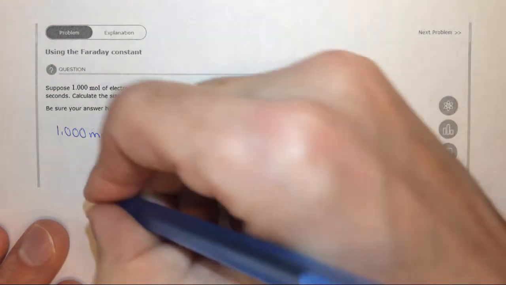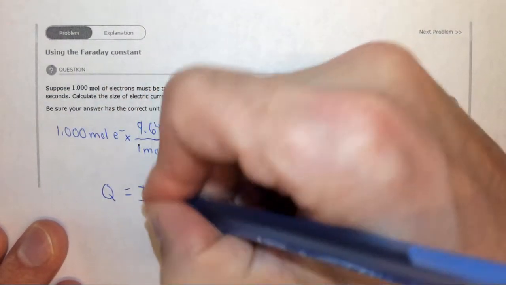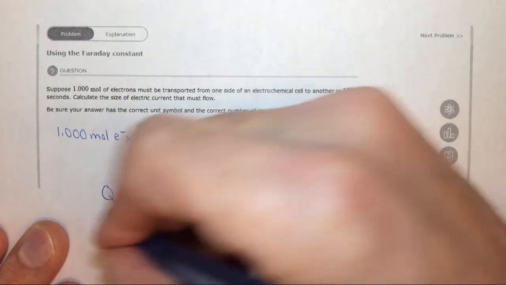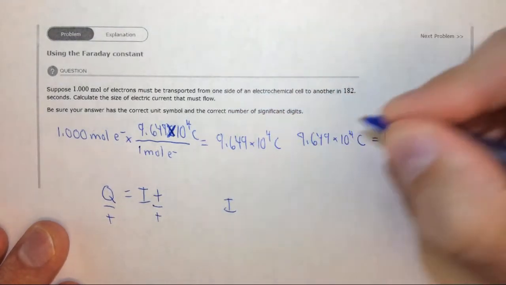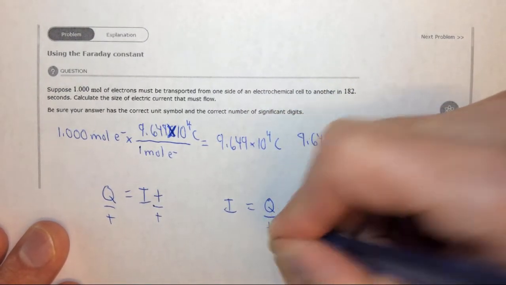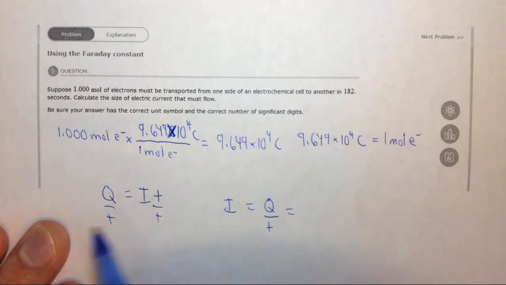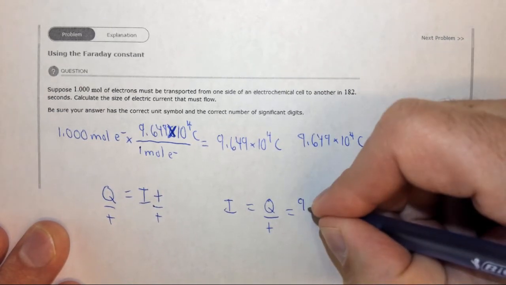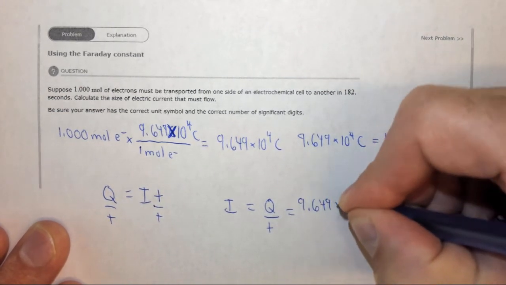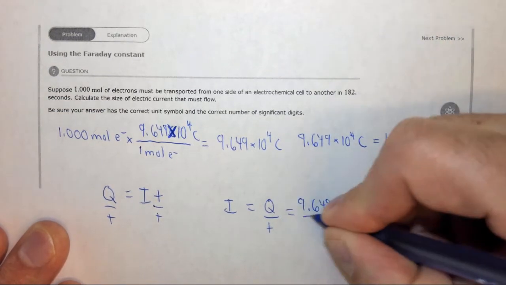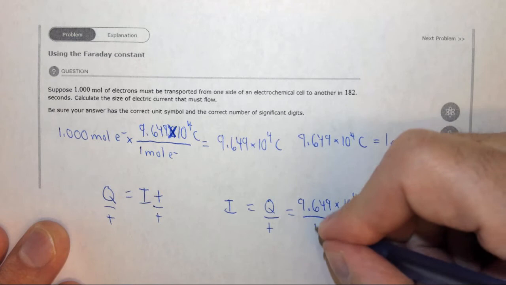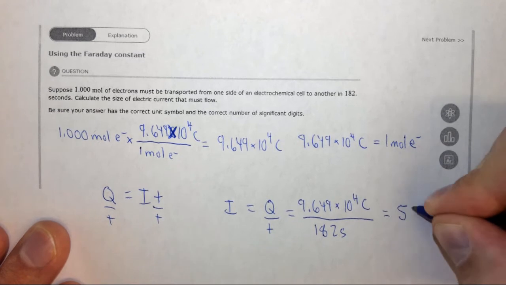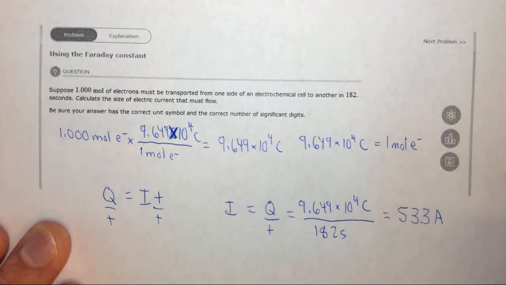We now can use the same equation. Q, the charge, equals I times T. But in this case, we're trying to solve for I, so divide both sides by T, and we find that I, the current, equals the charge divided by the time. The charge for the 1 mole of electrons that was transferred is Faraday's constant, because it's 1 mole, 9.649 times 10 to the 4 coulombs, divided by the time, which is already given in seconds, 182 seconds, and rounding to 3 sig figs, we find out that the current is 533 amps.